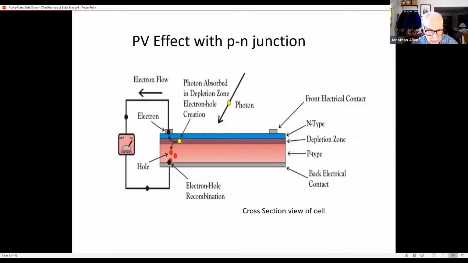Now, if a photon enters the depletion zone with sufficient energy to dislodge an electron from a silicon atom, which is called the boundary value or the threshold energy, the electric field draws that electron to the n layer and the hole to the p layer. And these photon-liberated charges are what deliver the photovoltaic current.